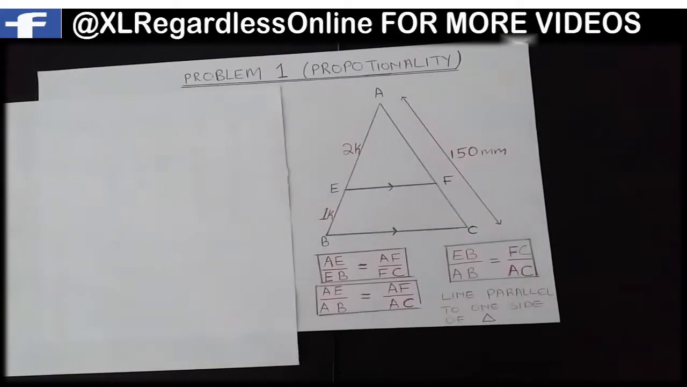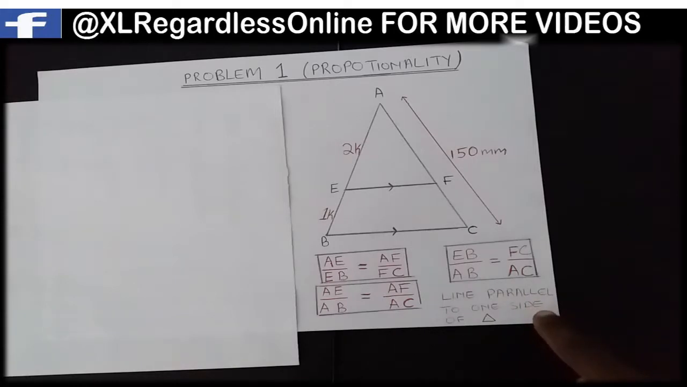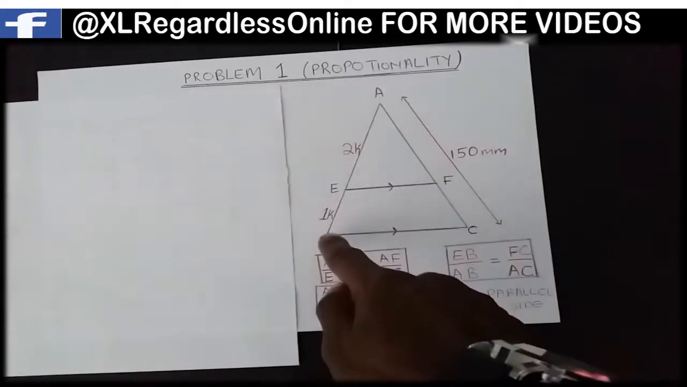And remember, whenever you have finished writing these 3 ratios and you use any of them, the reason that you're going to write there is: line parallel to one side of a triangle. This line is parallel to this side of the triangle.